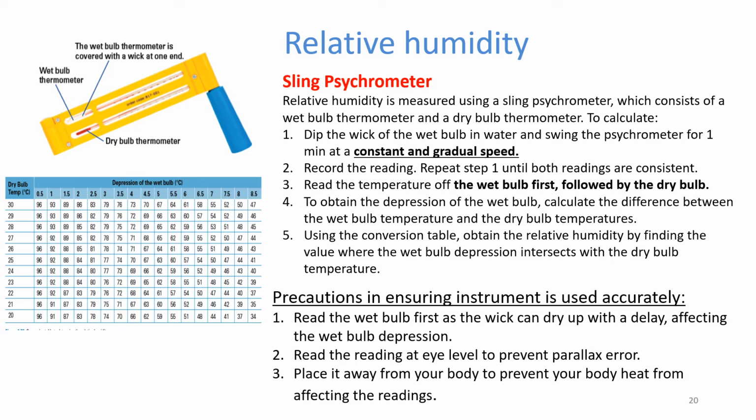Next, for relative humidity data, it will be collected using a sling psychrometer as seen on the screen here. The sling psychrometer consists of two thermometers, one known as the dry bulb thermometer used to measure air temperature, and the wet bulb thermometer, which is covered with a wick to measure the rate of evaporation.